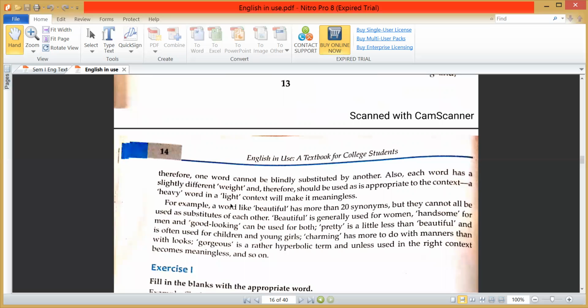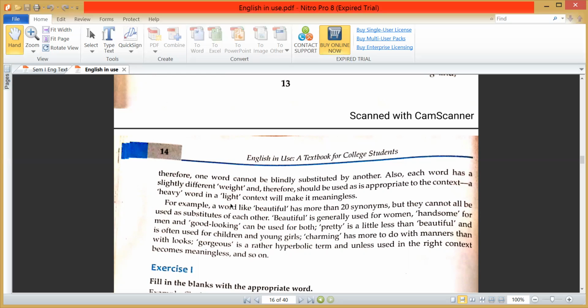So here what we can see is an example for one particular word, beautiful, given to us just to let us understand that there are several synonyms in the English language, but they need to be used according to the context. Here we see that there are 20 synonyms on which word? On beautiful. Okay, so let us see what are the other words and in what context we can use these synonyms for this particular word, beautiful.